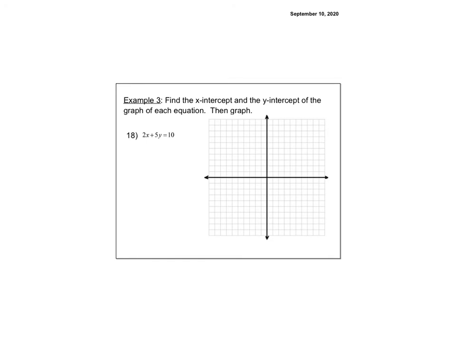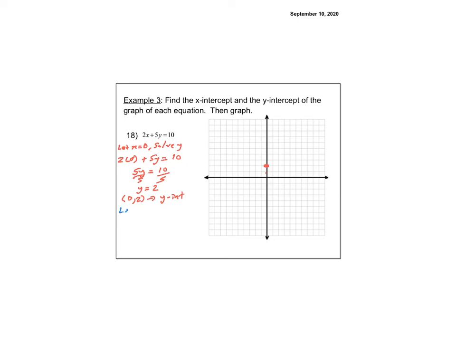Alright, so again, because I'm going to find my x and y intercepts, I'm going to let x equals 0 and solve for y. So I'm going to put 0 in for x. So 2 times 0 is 0. 0 plus 5y is 5y. Divide by 5, and y there is 2. So since x was 0 and y is 2, that will give me my y-intercept. And I'm going to plot that. There is my y-intercept. Now let's find our x-intercept.